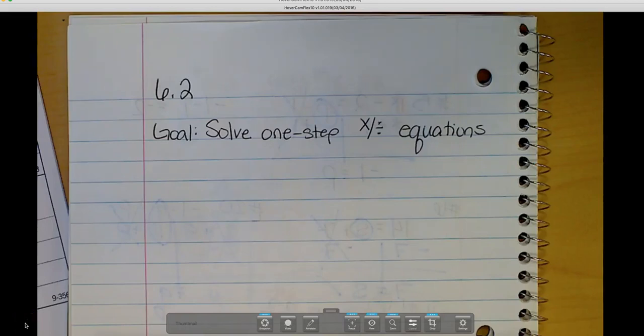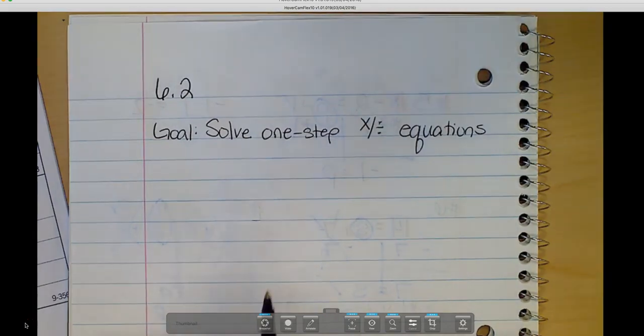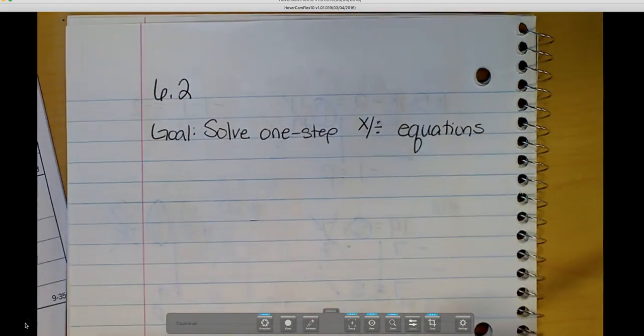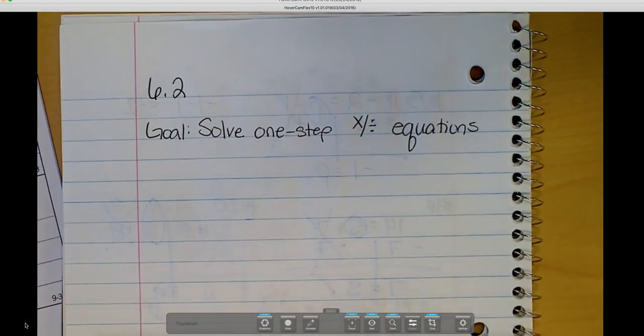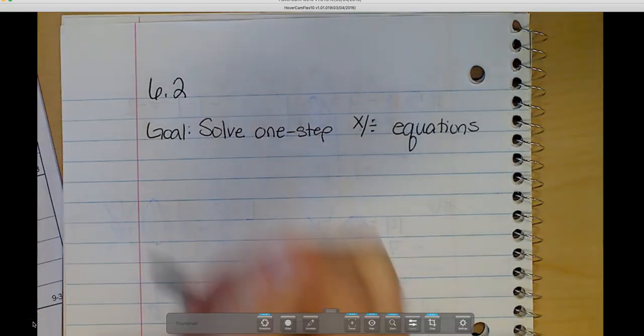All right, my friends, we are doing 6.2 on page 448. We're in chapter 6, and we're going to solve one-step multiplication and division equations. Yesterday and the day before, we did one-step addition and subtraction equations. They are very similar, and we're going to learn how to do those.